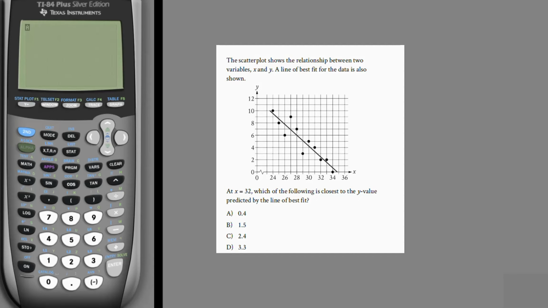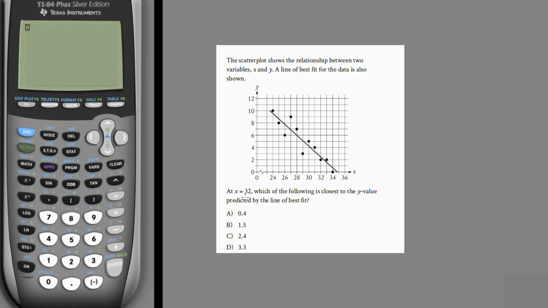In this video, we are going to learn how to solve this SAT maths problem. It's under graph. Okay, so let's get started. The question says the scatter plot shows the relationship between two variables x and y. A line of best fit for the data is also shown. So this is the graph.